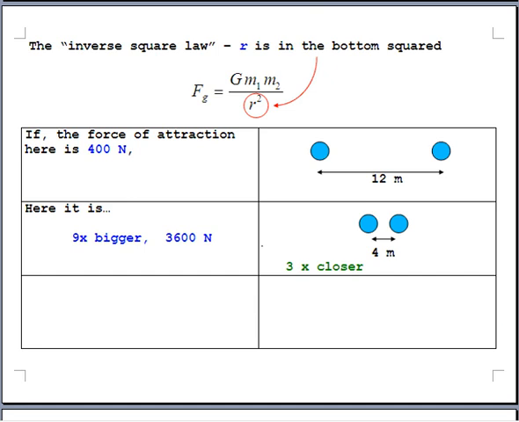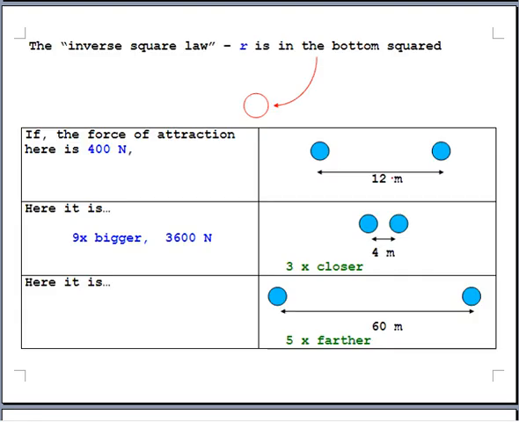So let's try one that's, I guess, the opposite. We're going to go back and say, hey, if it's 400 newtons when they're 12 meters apart, what does it look like if we stretch the two objects and we pull them further apart? We actually make the distance between them 60 meters. Well, you can look at that and you can say we're 5 times further apart. That means the force of attraction goes down.